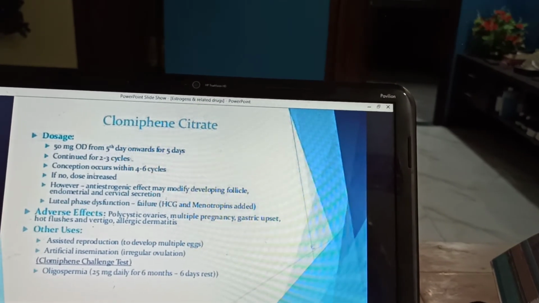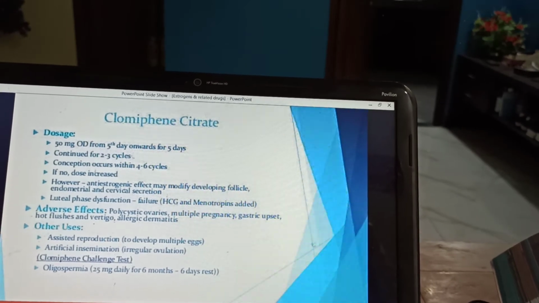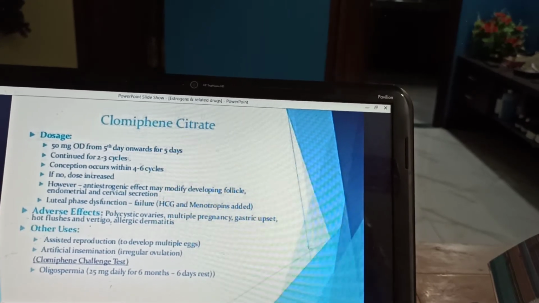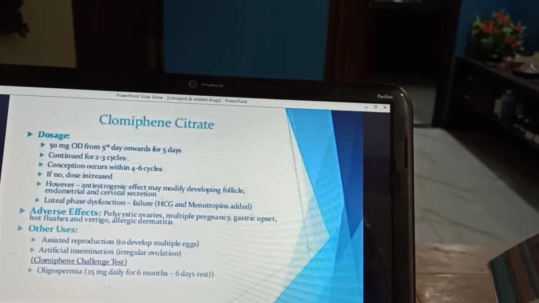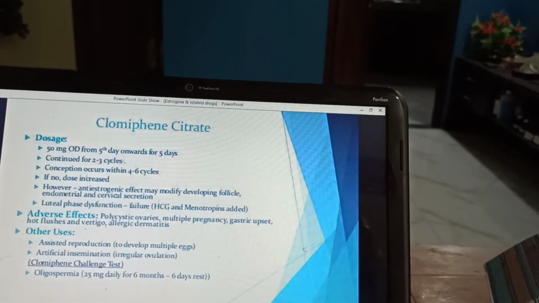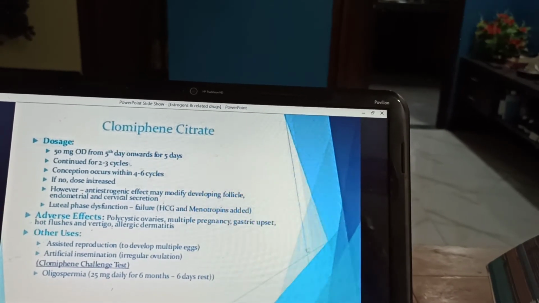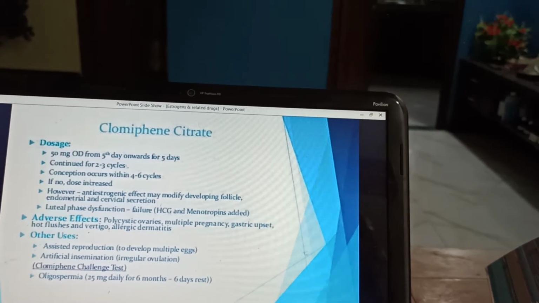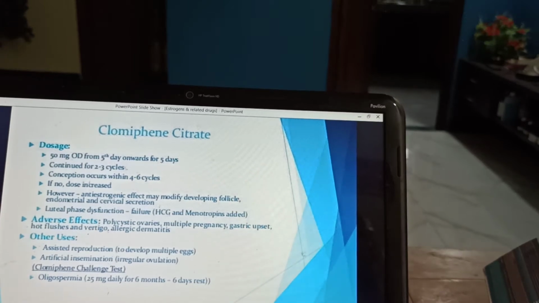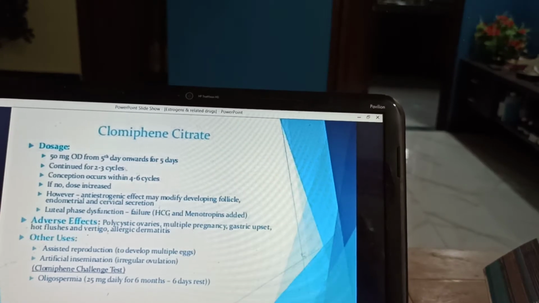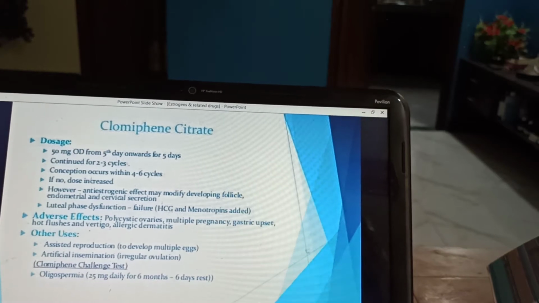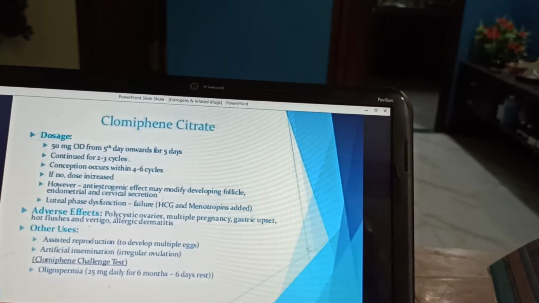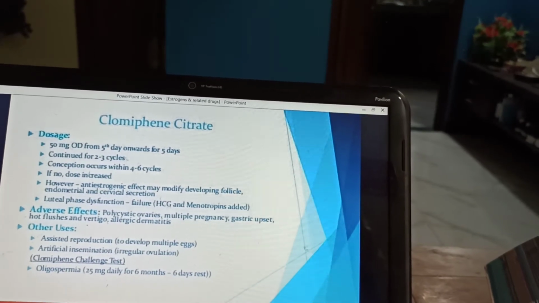So other uses of clomiphene citrate are assisted reproduction or to aid in vitro fertilization, then artificial insemination, and oligozoospermia. In oligozoospermia, which is a male infertility, it is given in the dose of 25 mg once daily for 24 days in a month with 6 days rest. Up to 6 months has been recommended. So you have to give up to 6 months, and there should be 6 days rest every month. So 25 milligram daily for 24 days should be given.